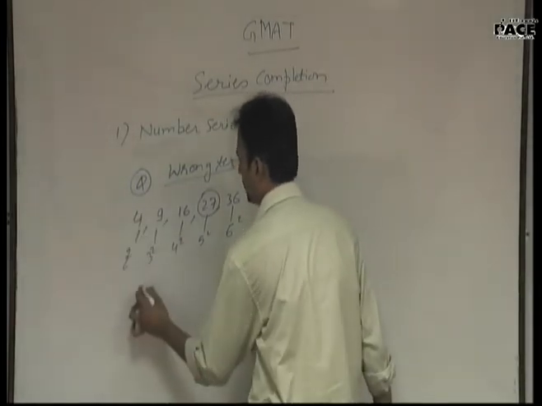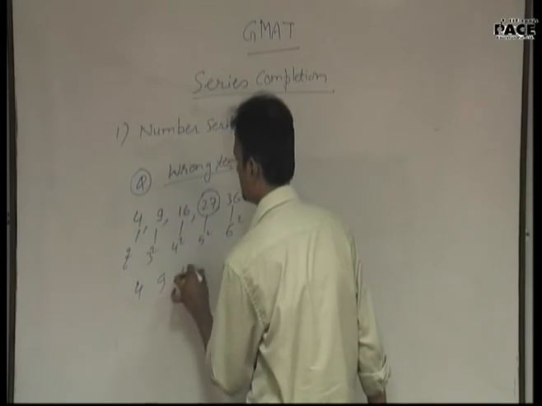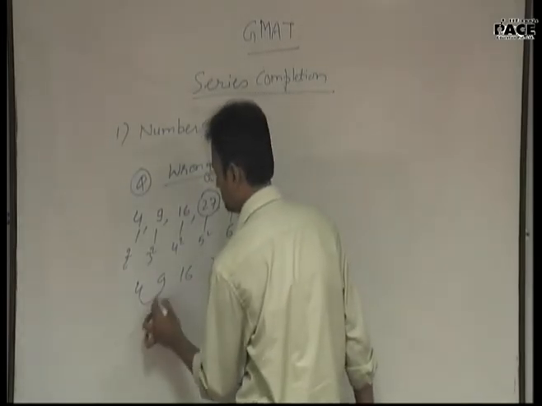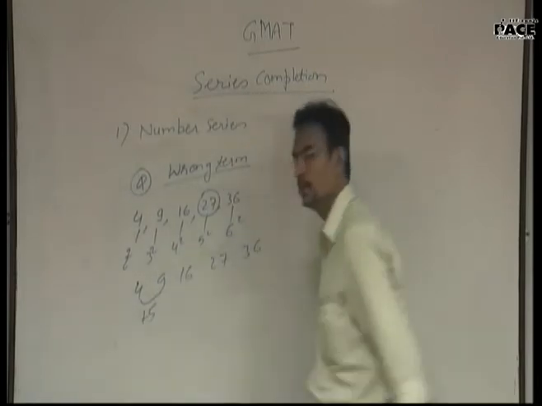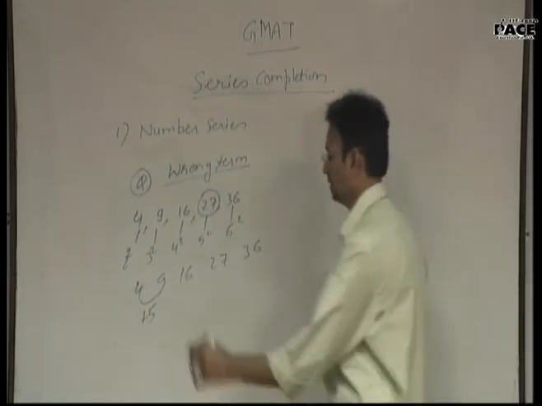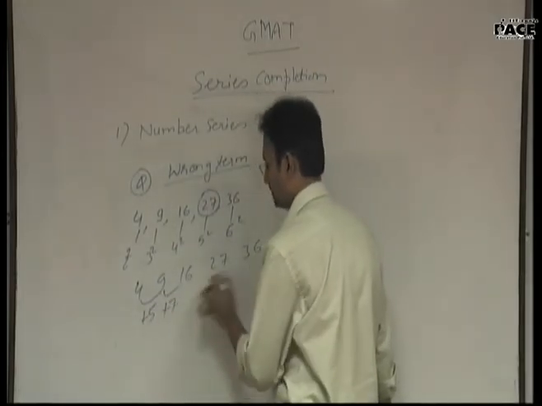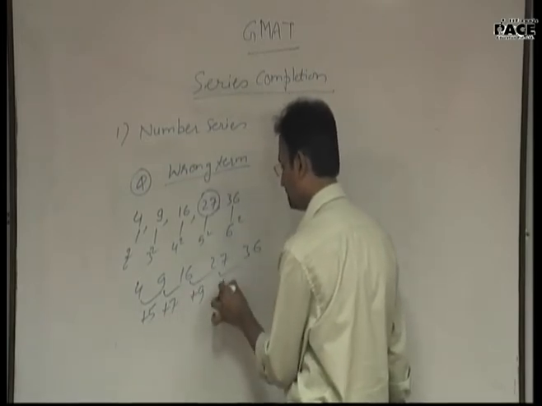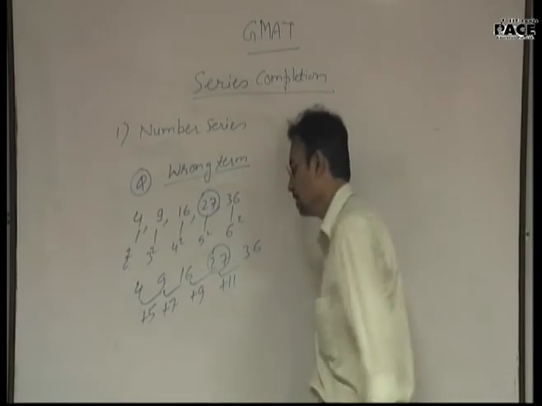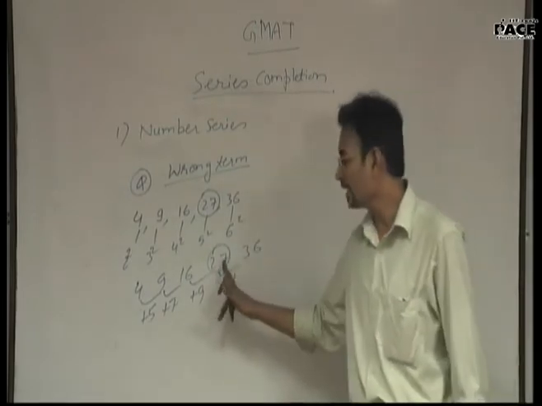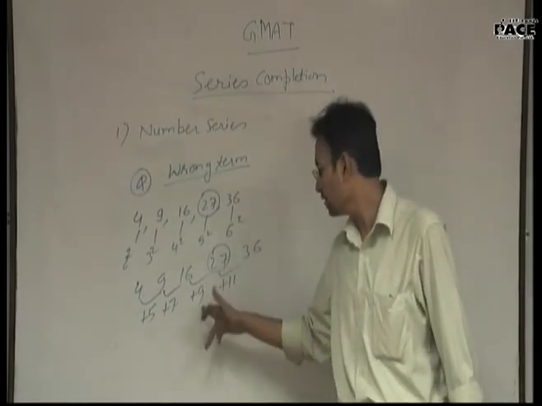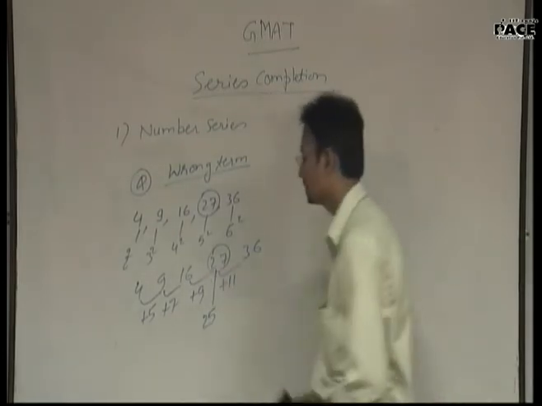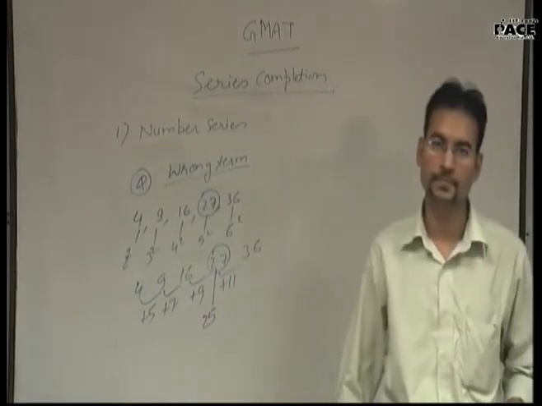Another way we can solve this same question, like it is +5, +7. So can we do +9 and +11? Yes. So this term is making it wrong. If we correct it to 25, all the terms are correct now.